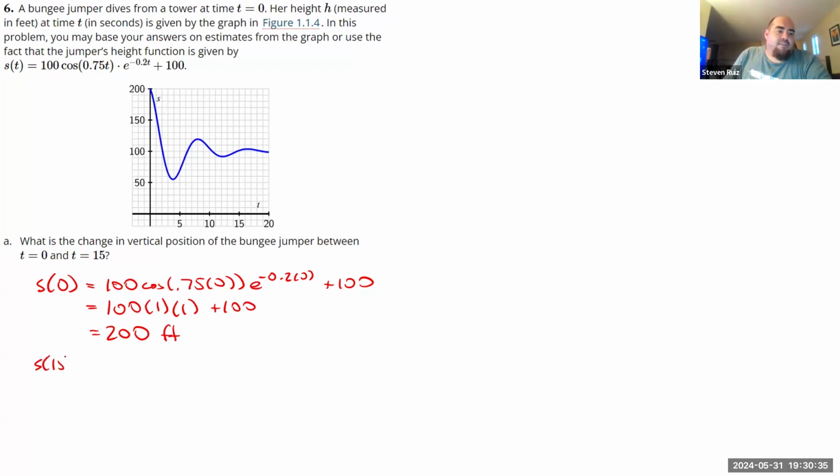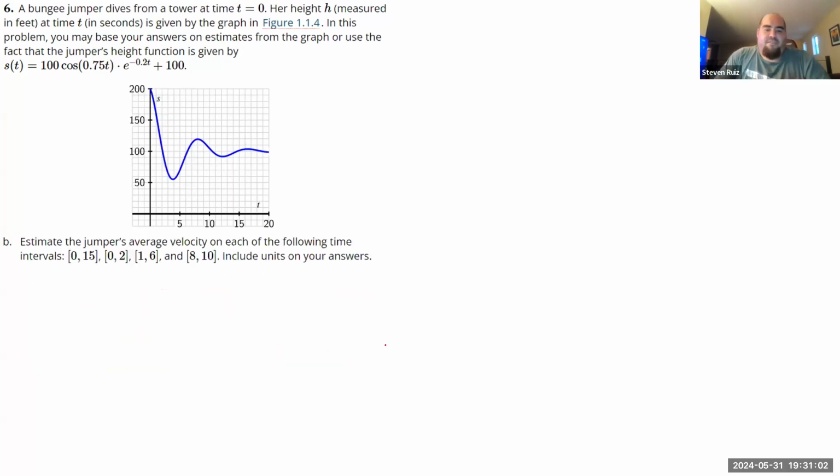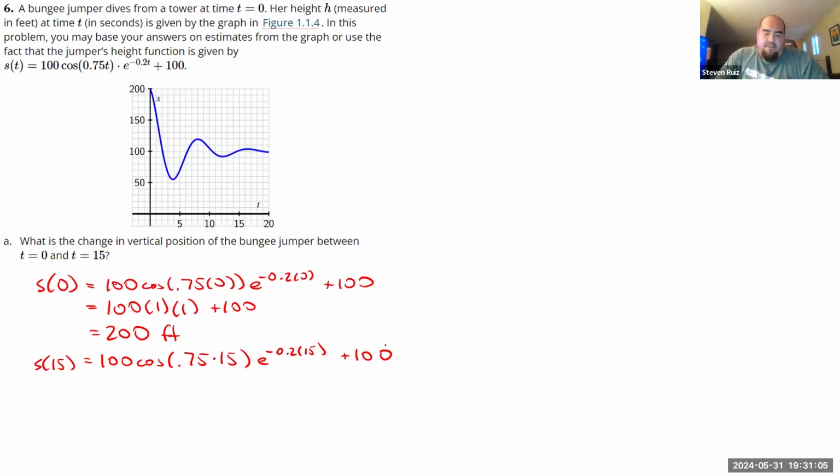And S of 15. Again, we can plug in these values. So 100 times the cosine of 0.75 times 15, times e to the negative 0.2 times 15, plus 100. Give me a second to calculate all this. By the way, if it hasn't already been said, we should assume that anytime we're dealing with a trig function, we're dealing in radians rather than degrees. So 0.75 times 15, take the cosine of that, times 100.